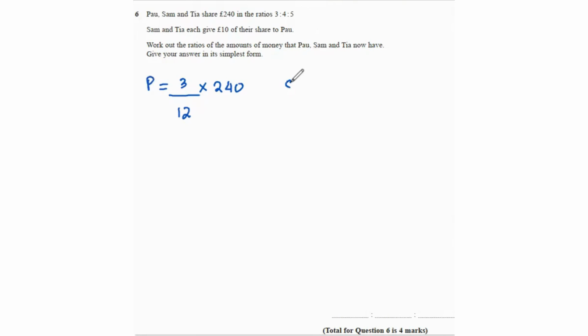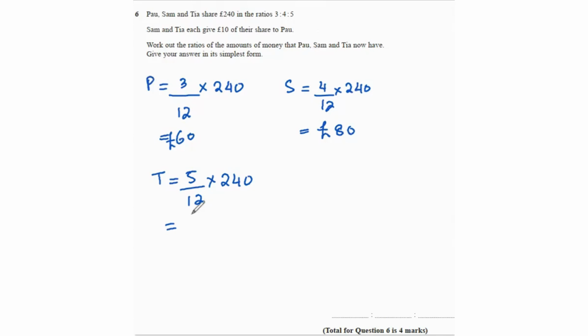Then Sam is going to be 4 out of 12 times 240. Pao gives us 60 pounds, and Sam is going to be 80 pounds. Now for Tia, it's 5 over 12 times 240, which is 100 pounds.